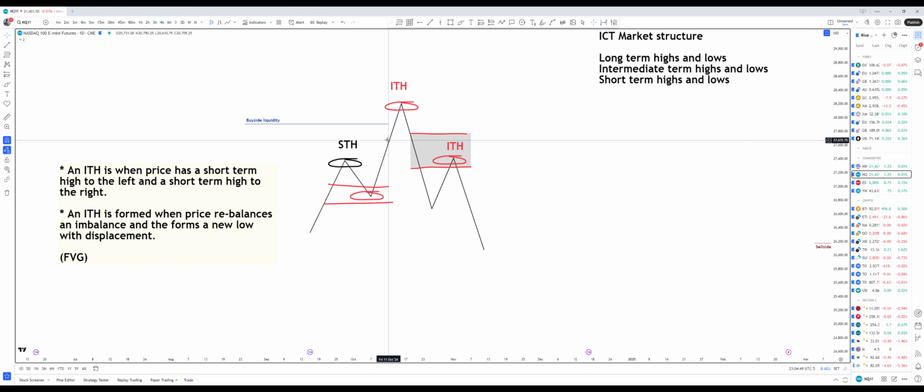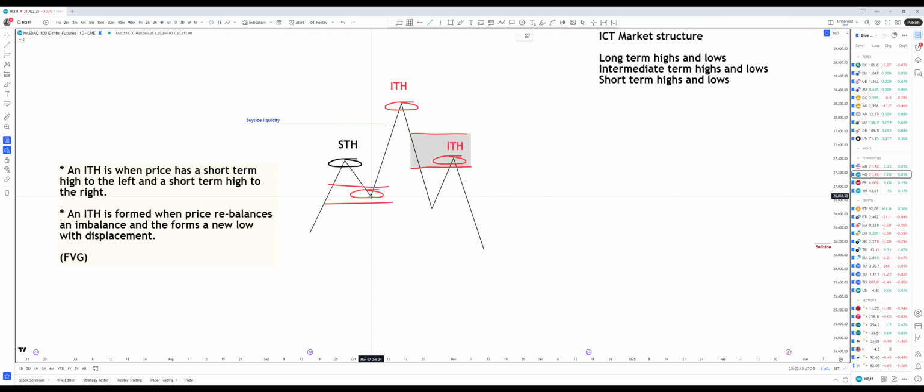Of course we're going to see displacement up here because it's going to be a liquidity sweep. That's going to be a manipulation move, which is going to be fast. So it's going to be with displacement, with energy, with power, right? Since this low formed a new high, since this low rebalanced an imbalance right here, this is going to be an intermediate term low right here.